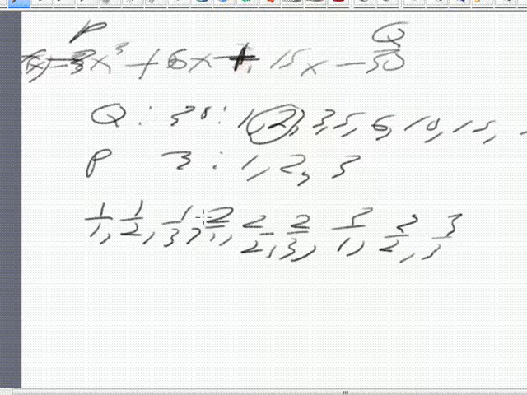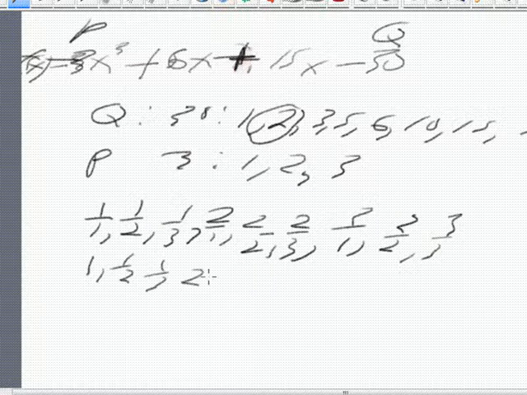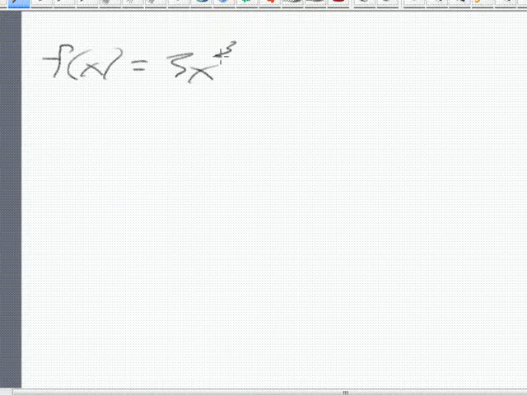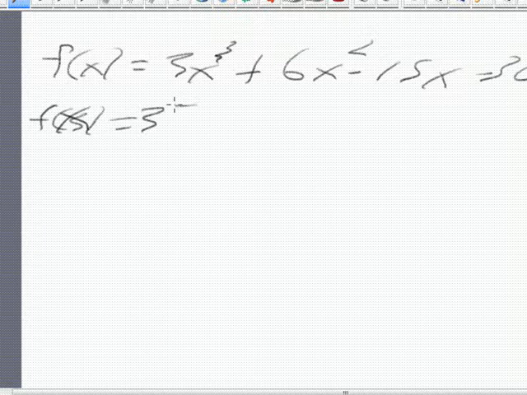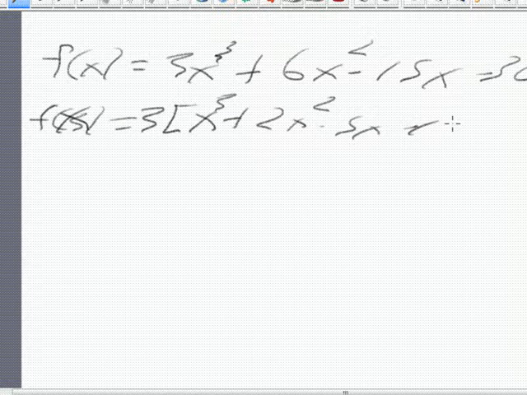Then you're going to reduce till you get down to what? 1, 1/2, 1/3, 2, and so on. Notice something. Let's start this problem again. File, new. I'm going to rewrite it again as f of x equals 3x cubed plus 6x squared minus 15x minus 30. I could have taken out a 3 from the very beginning, and been left with x cubed plus 2x squared minus 5x minus 10.